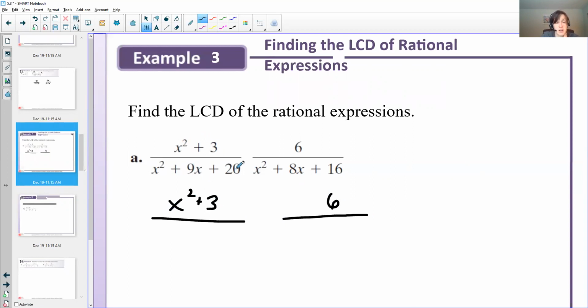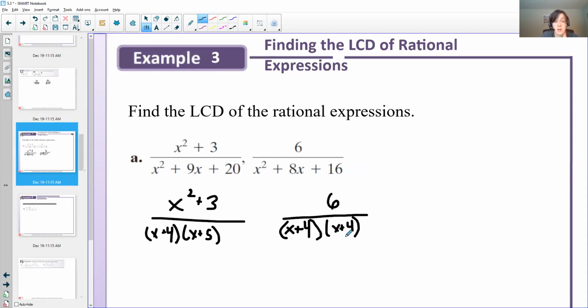X squared plus 9x plus 20, I need to multiply to 20 and add to 9. So 4 and 5. X plus 4, x plus 5. All right. And then for the second one, x squared plus 8x plus 16, I need to multiply to 16 and add to 8. That'd be x plus 4 and x plus 4, right? That one is a perfect square.